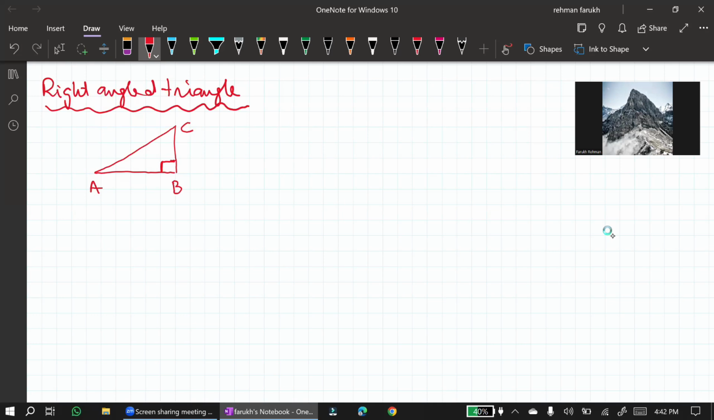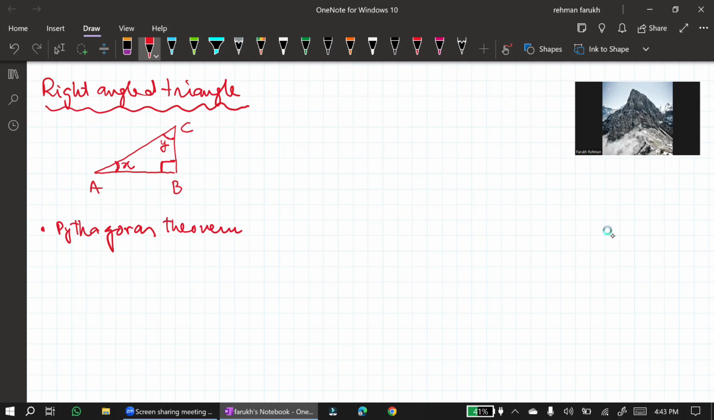Now, there are two other angles in this triangle. Name this angle as X and this angle as Y. Now, the first rule which we can apply on the right angle triangle is the Pythagoras theorem.